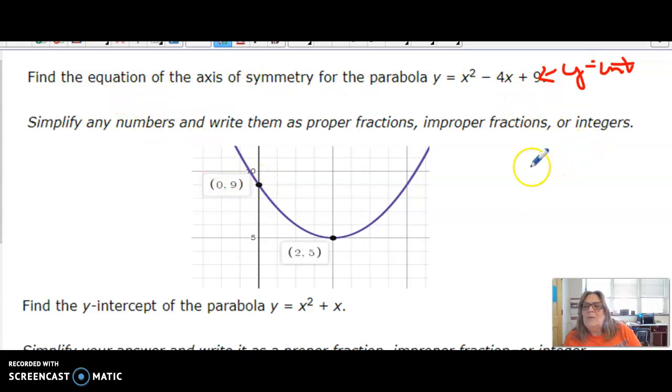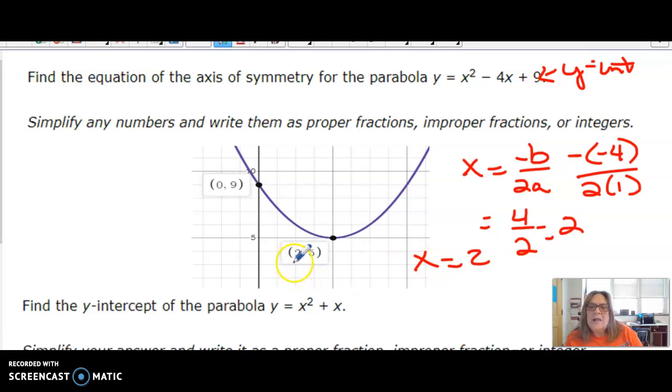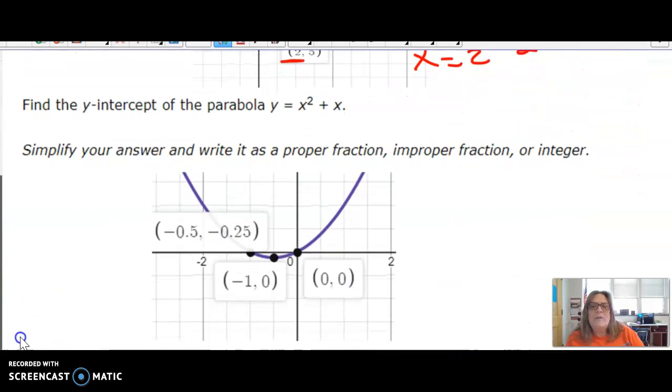If I use my formula, x is equal to the opposite of b over 2a, well, my b value is -4, so the opposite of -4 over 2 times my a value, which is 1. That's going to give me a +4 over 2, or just 2. So my axis of symmetry equation is x equals 2. I get that from the x value of my vertex. Let's look at another graph, see what we can come up with.